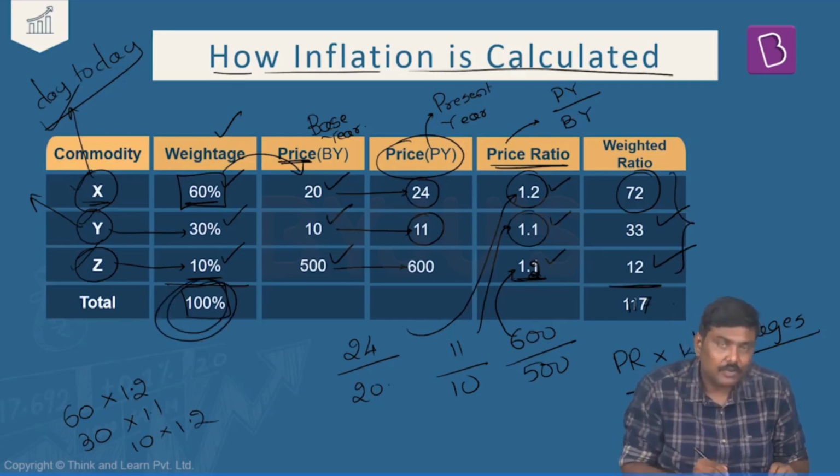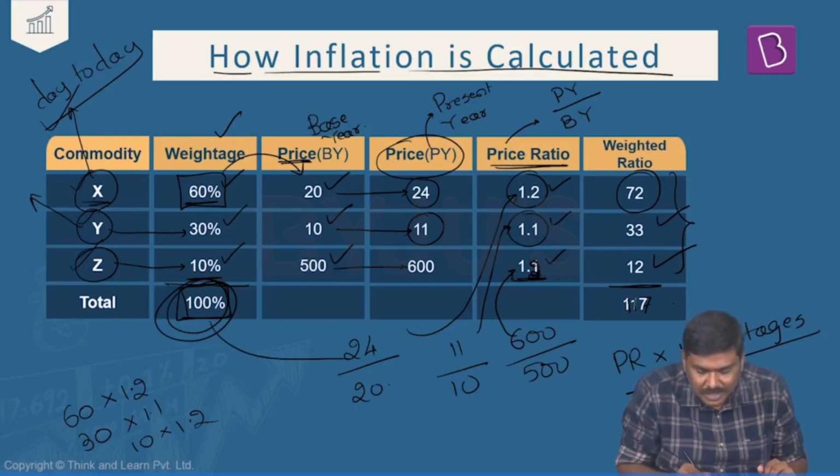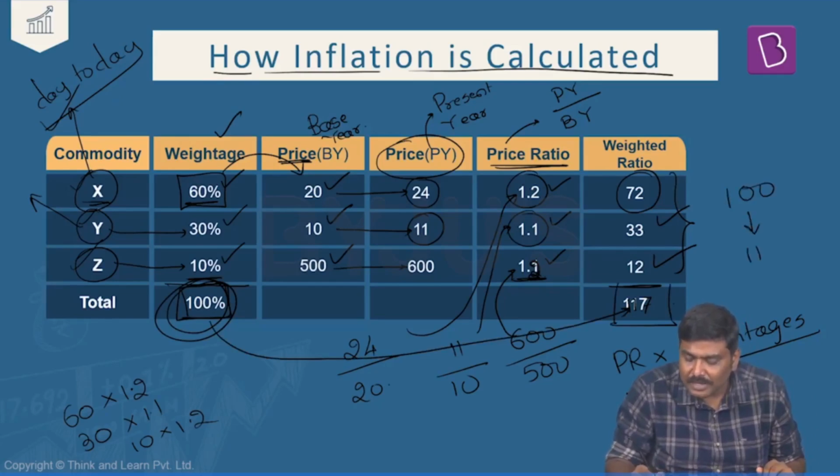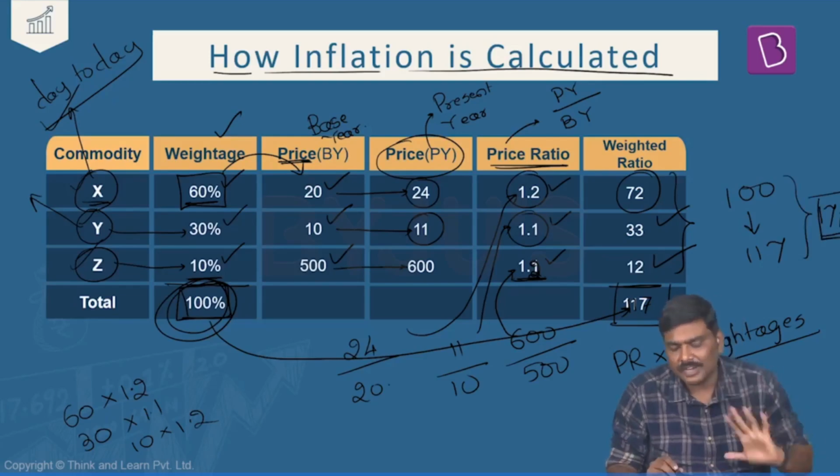So have a look at this. In the base year for the three commodities, the weightage was 100%, but in the current year, based on the present prices, it has increased to 117. From 100, it has increased to 117. I'll simply conclude that the inflation rate is 17%.